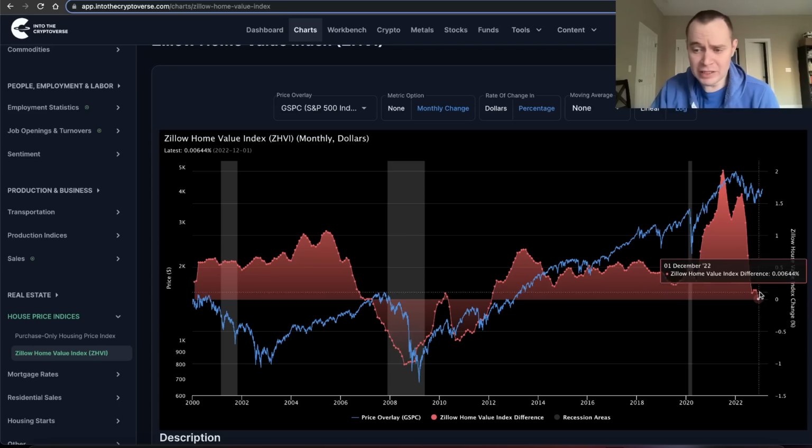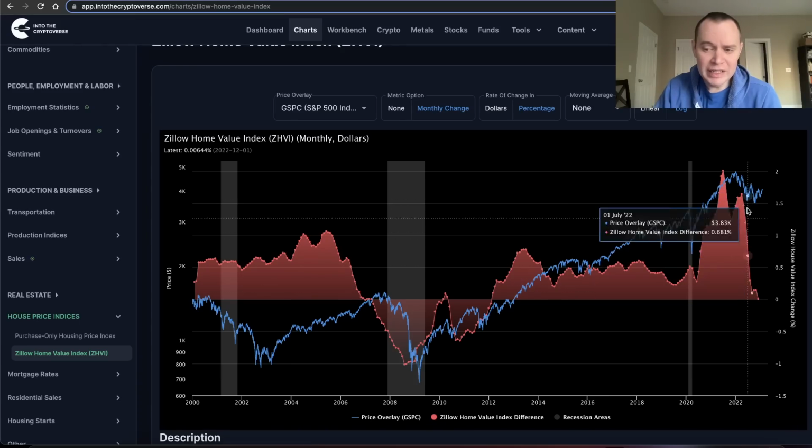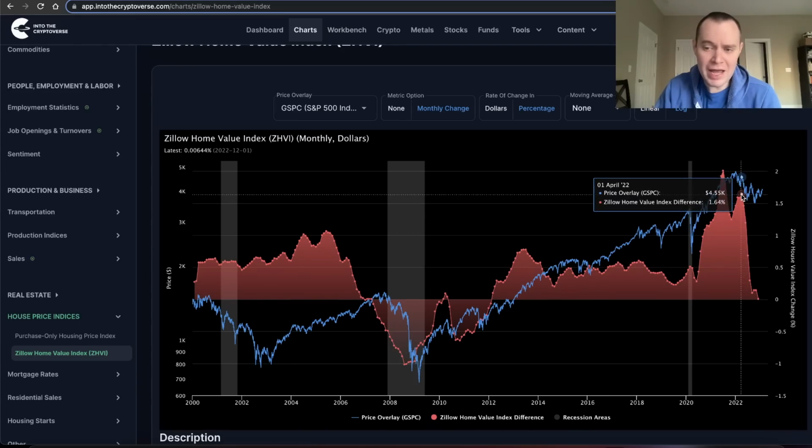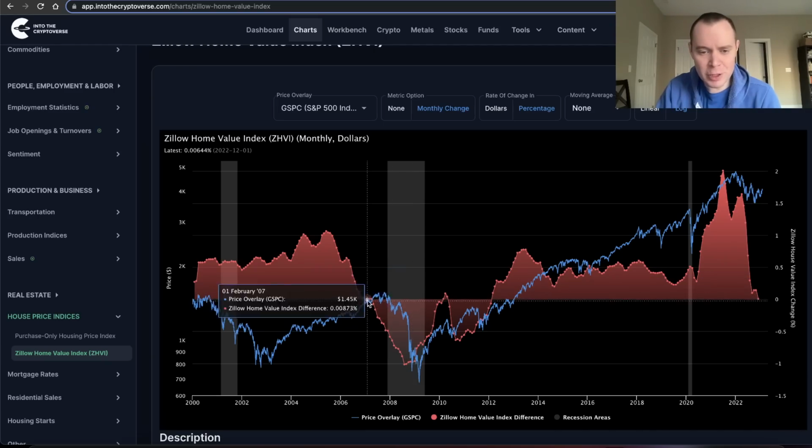Now, if you look at the percent difference, it was coming down quite quickly from April of 2022 until September, but it has slowed down a little bit. Note that it also slowed down a little bit over here back in 2007.